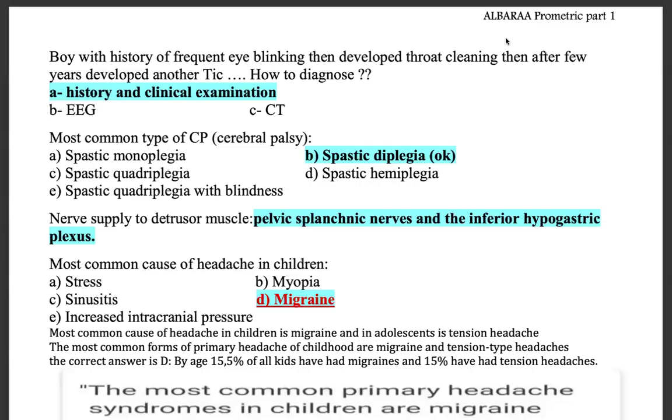The most common type of CP, that is cerebral palsy, is spastic diplegia. All the others are not common. Okay.